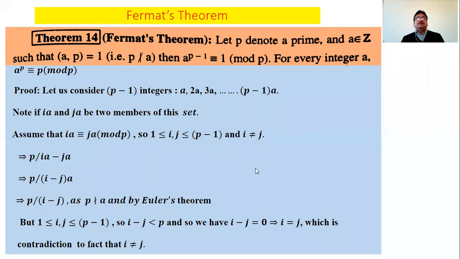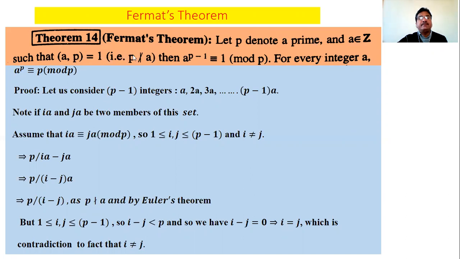Next topic of the chapter, Fermat's theorem. So, what is the statement of Fermat's theorem? Let p denote a prime, that is, p is a prime number, and a belongs to Z, meaning a is an integer, such that the greatest common divisor of a and p is 1.